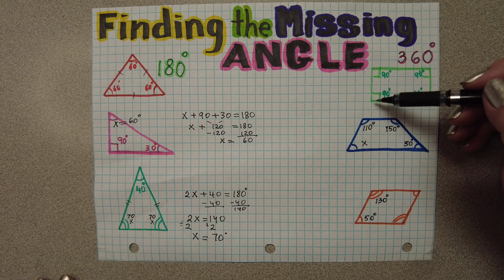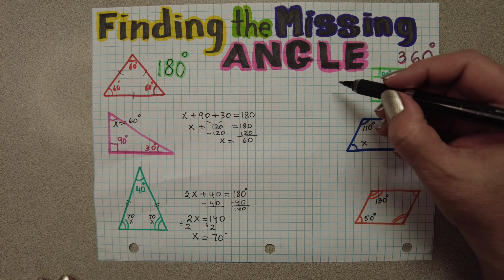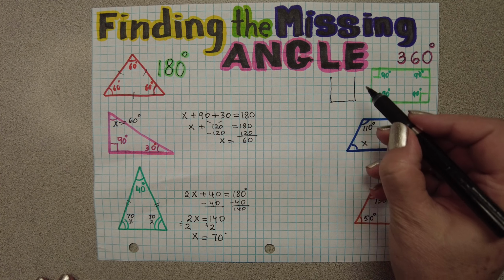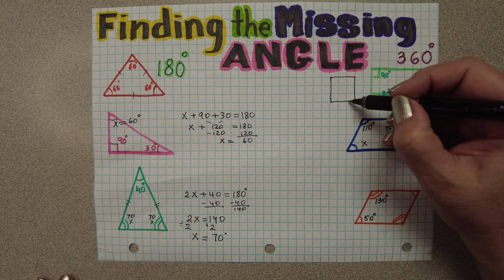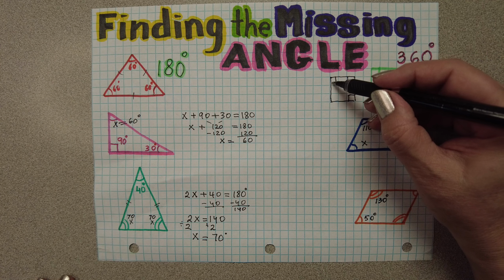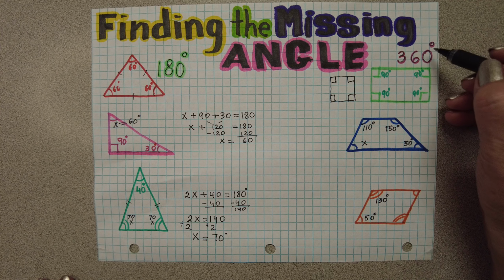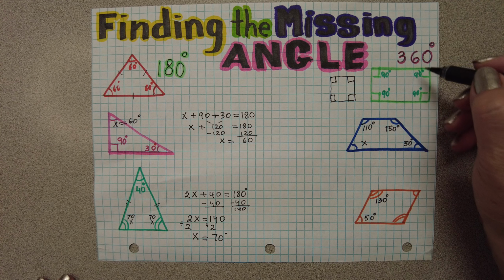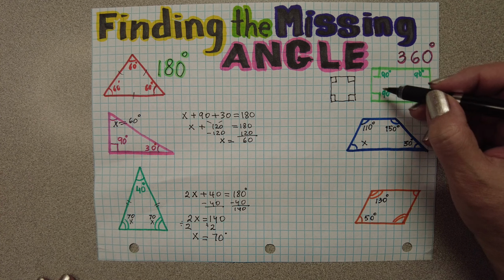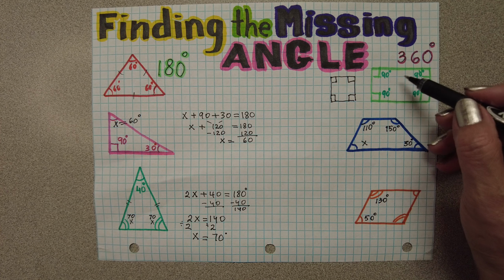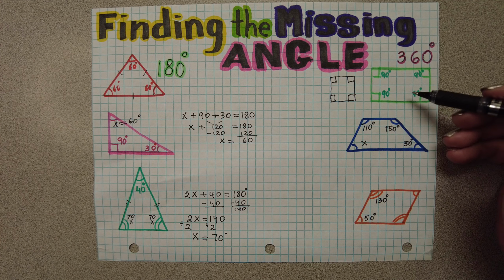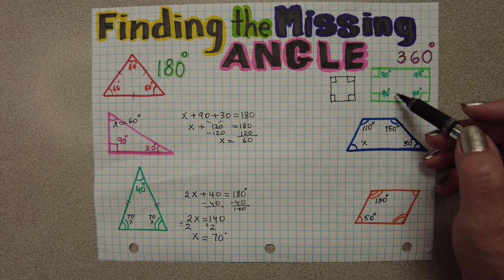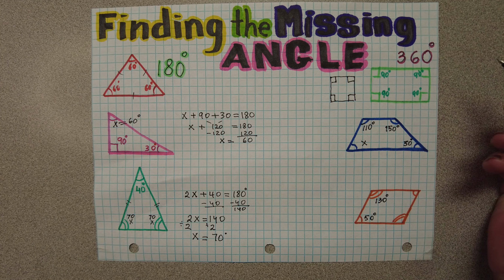Now let's do the same thing with quadrilaterals. In quadrilaterals, we have rectangle, we have square. All squares and all rectangles have four 90 degree angles. If you add 4 times 90, you will get 360 degrees. So 360 degrees is the inside angles sum. If you add all inside angles of quadrilaterals, you will get 360 degrees. Now for a rectangle, it's easy. 4 times 90 is 360.